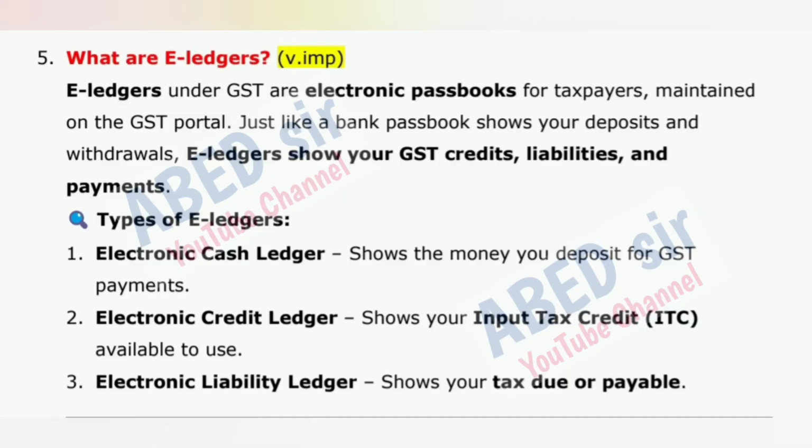Next important short question is 5. What are e-ledgers? E-ledgers under GST are electronic passbooks for taxpayers maintained on the GST portal. Just like a bank passbook shows your deposits and withdrawals, e-ledgers show your GST credits, liabilities, and payments.